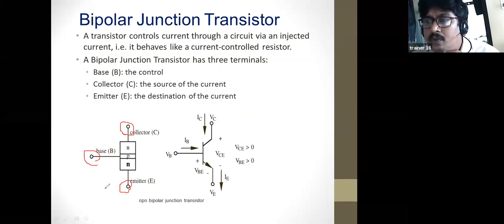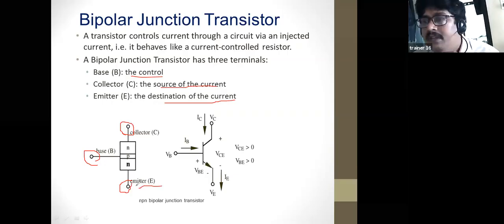Whereas in the diode there are only two terminals, but in the transistor three terminals. It is a three terminal device. The names of the three terminals are base, which is nothing but a control, and collector, which is nothing but the source of the current. Means from here only the current passes. And emitter, the destination of the current. Here the current passes and reaches the emitter. That means base is the control here.